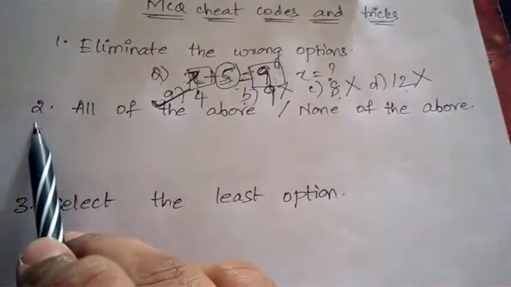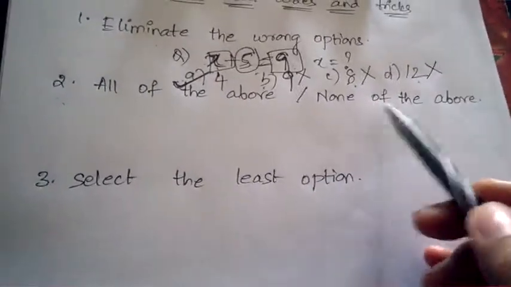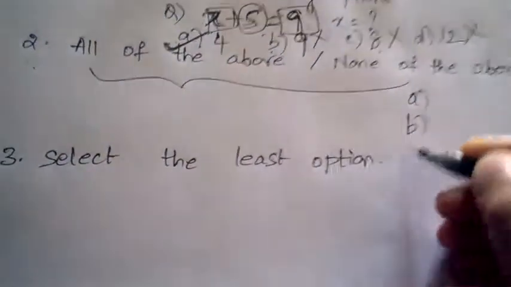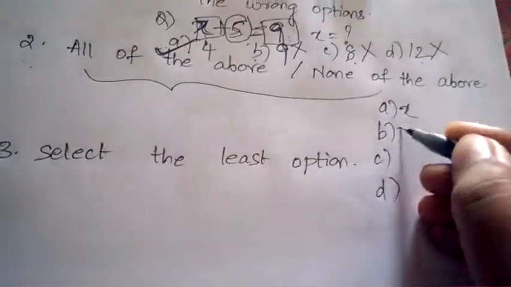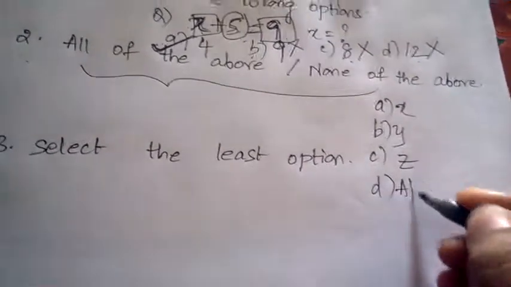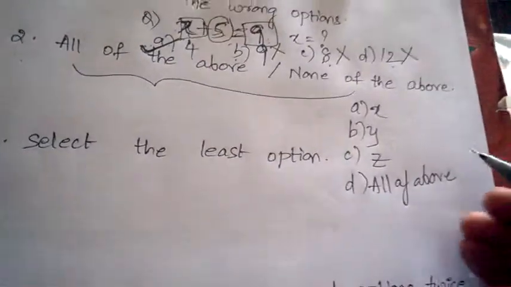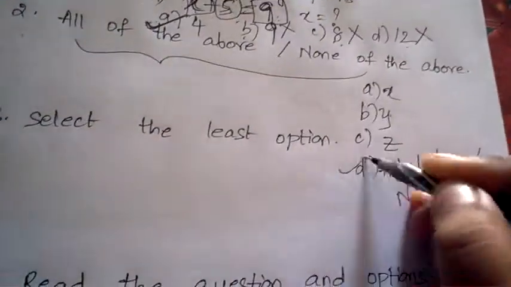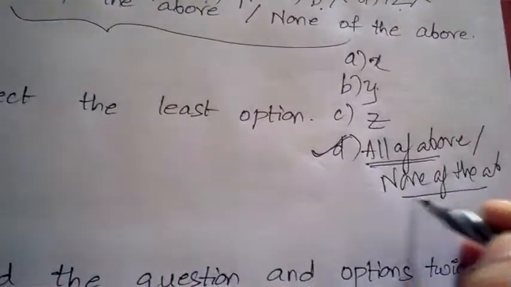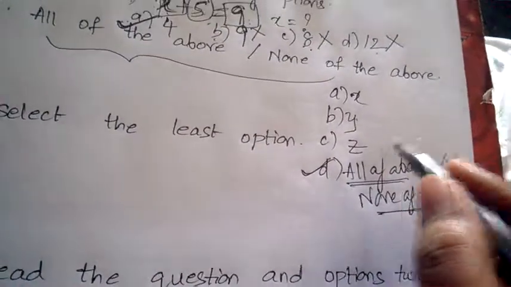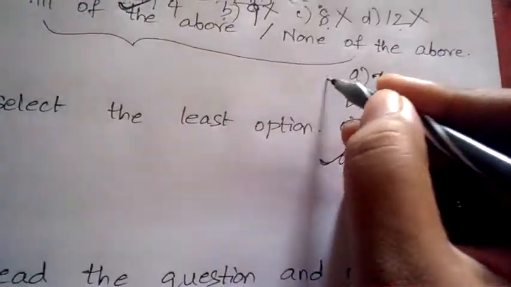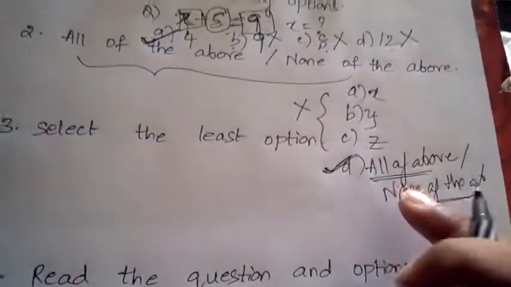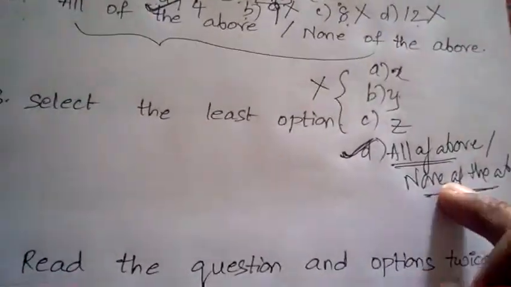Second technique is all of the above or none of the above. Most of the questions will have the answer as, for example, if you are given four options, this is some x, this is some y, this is some z, and D option is all of the above. In a few cases it will be none of the above. In most of the cases D will be the answer. When they have mentioned all of the above or none of the above as the option, 20 to 30% of the times this will be the wrong option. 60 to 80% of the times D will be the correct answer, okay? So then you can easily select option D as the final answer, okay?